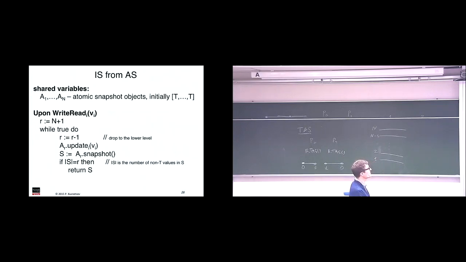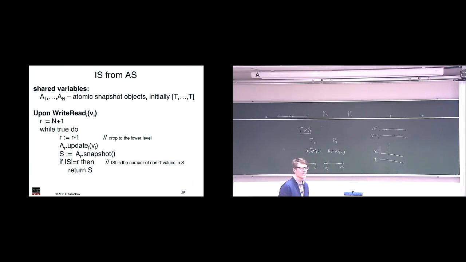Otherwise, you continue. You go to the next level, and next level, and so on. So specifically, you can imagine one specific execution in which everybody comes at the same time, you have exactly n processes writing to level n. So concurrently, they all write here.